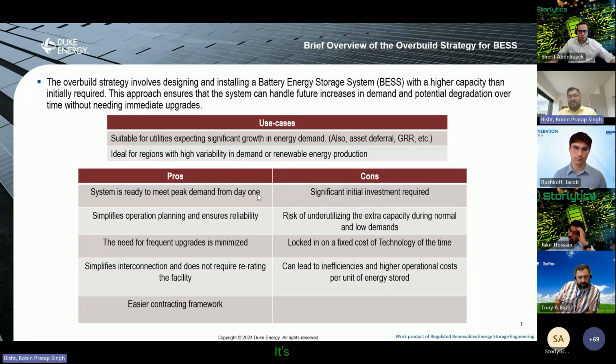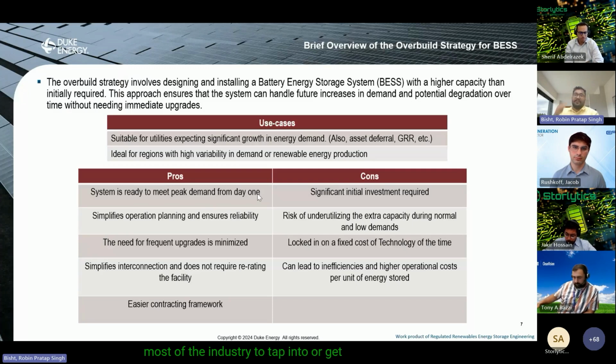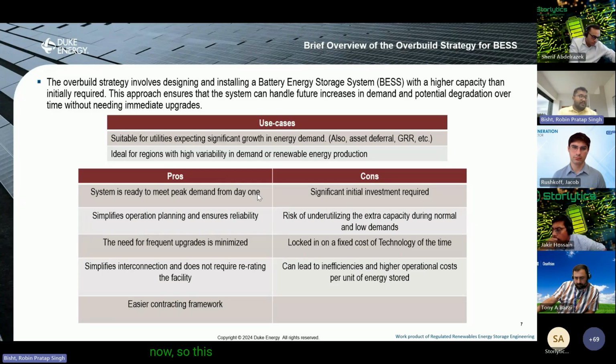It's simple, it's effective. You have peak demand from day one, which helps most of the industry to get to carbon neutrality faster, because that's the main goal for everyone right now. So this particular strategy is useful for utilities that are expecting significant growth in energy demand.